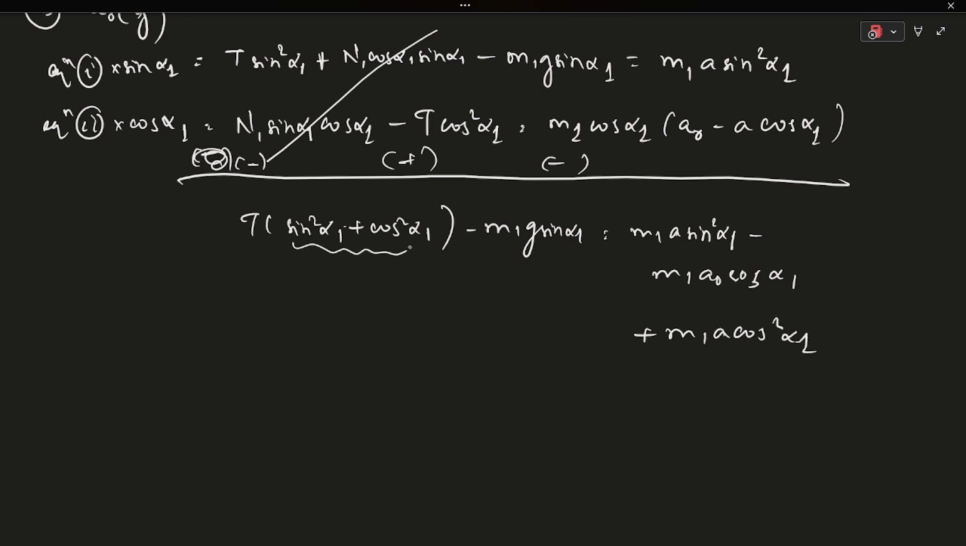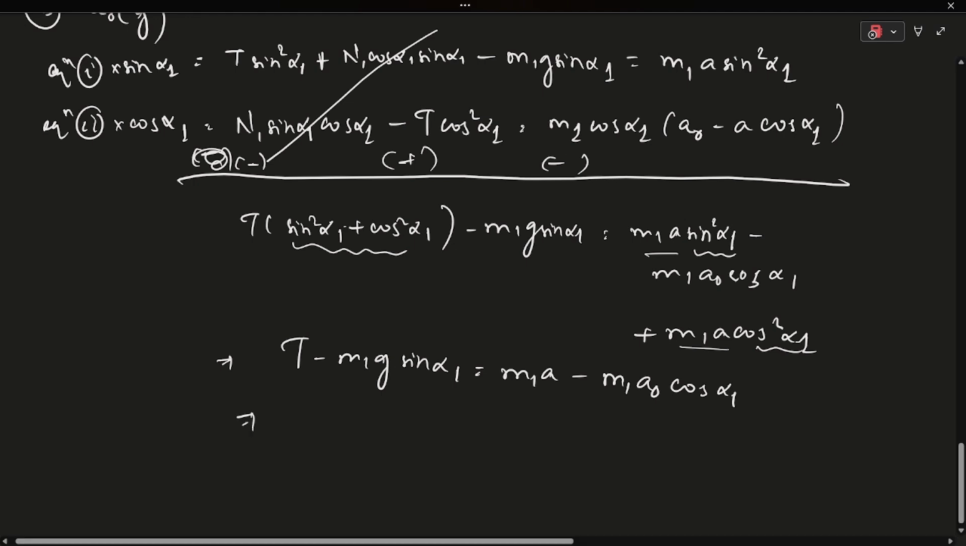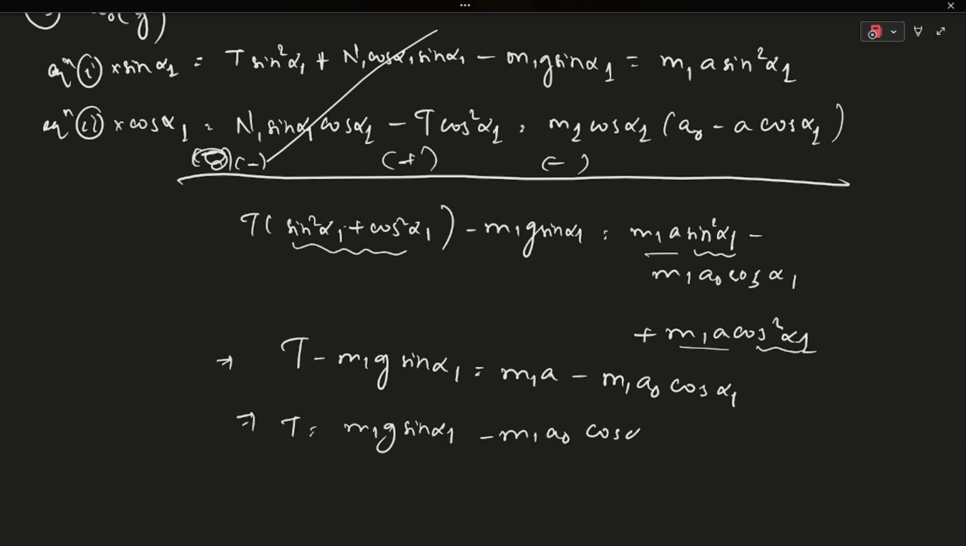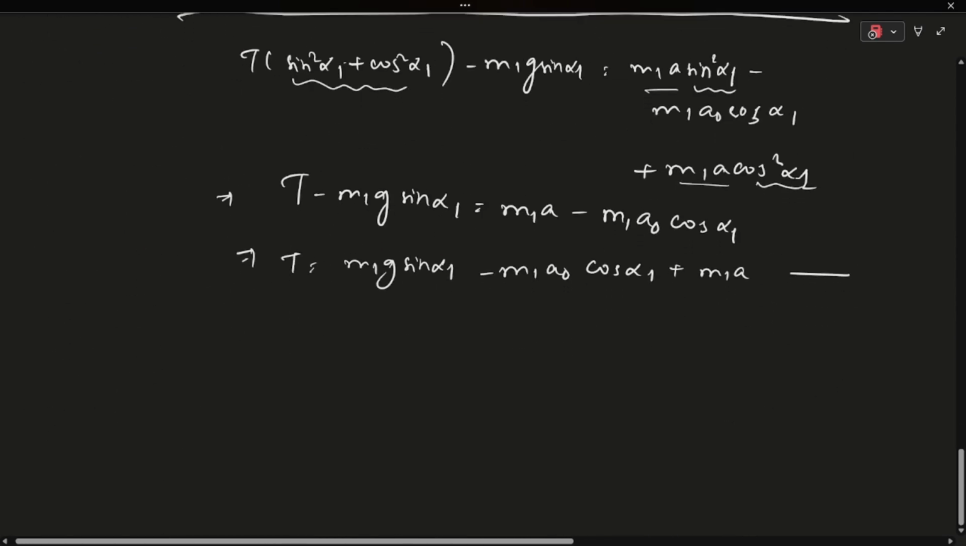Here is sine square alpha 1 plus cos square alpha 1. So you take out common. So this sine square alpha 1 plus cos square alpha 1 becomes 1. T minus m1g sine alpha 1 equals m1a minus m1 a naught cos alpha 1. T equals m1g sine alpha 1 minus m1 a naught cos alpha 1 plus m1a. This is equation 8.